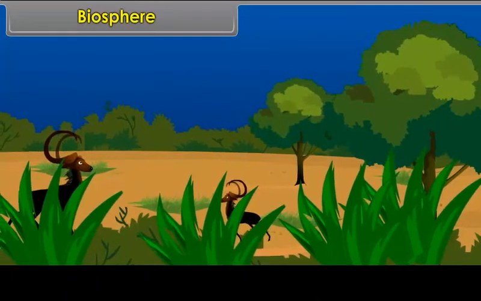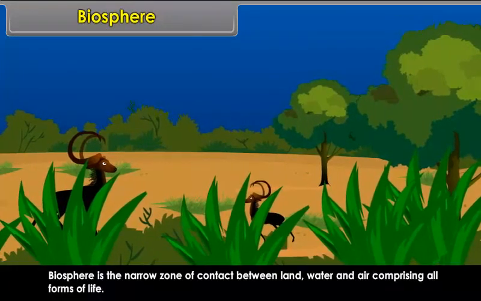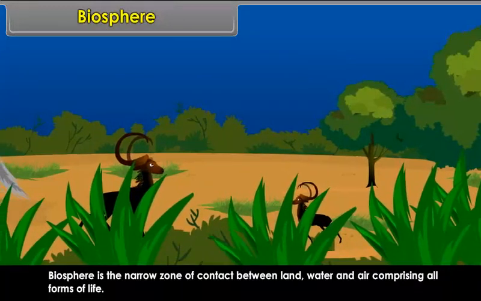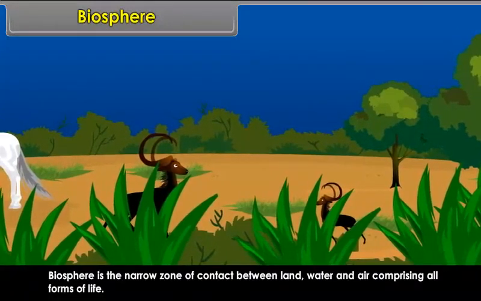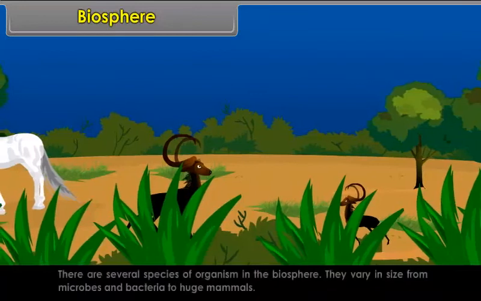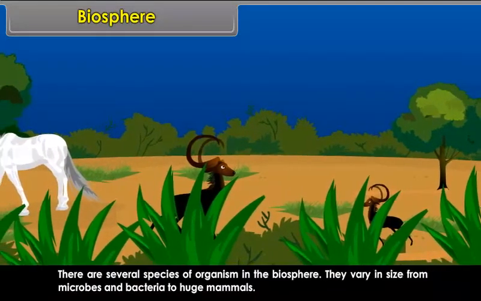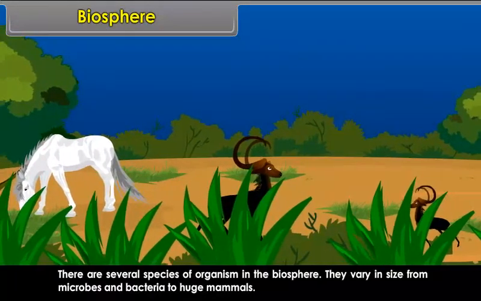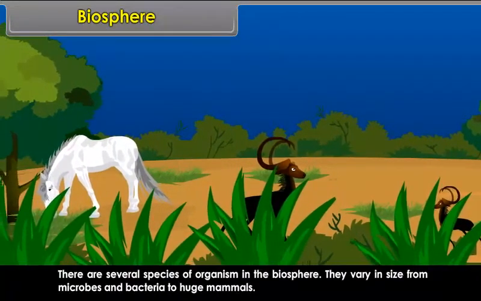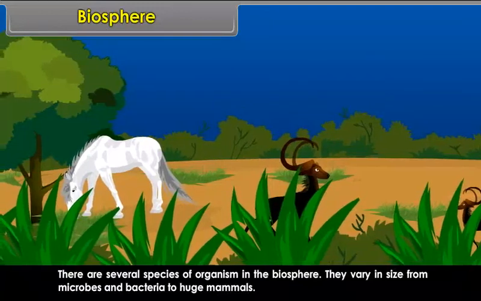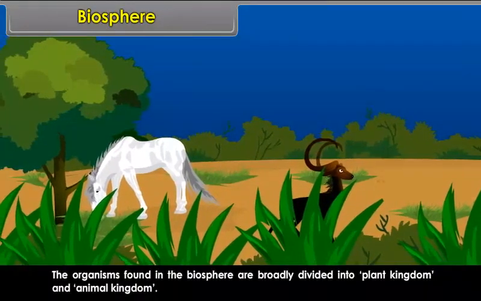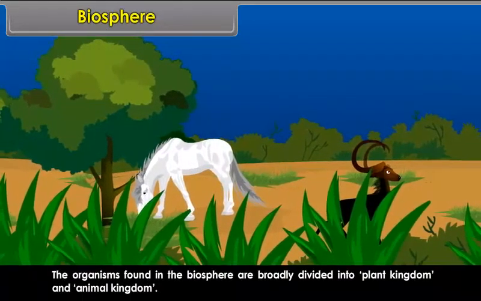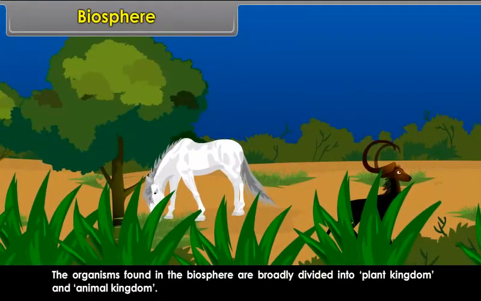Biosphere. The biosphere is the narrow zone of contact between land, water and air comprising all forms of life. There are several species of organisms in the biosphere. They vary in size from microbes and bacteria to huge mammals. The organisms found in the biosphere are broadly divided into the plant kingdom and animal kingdom.